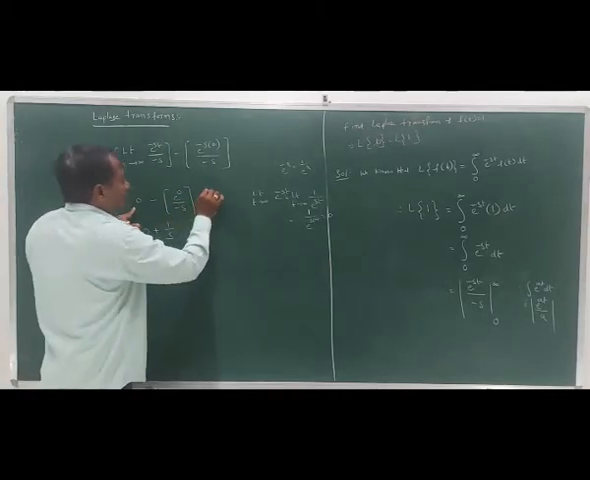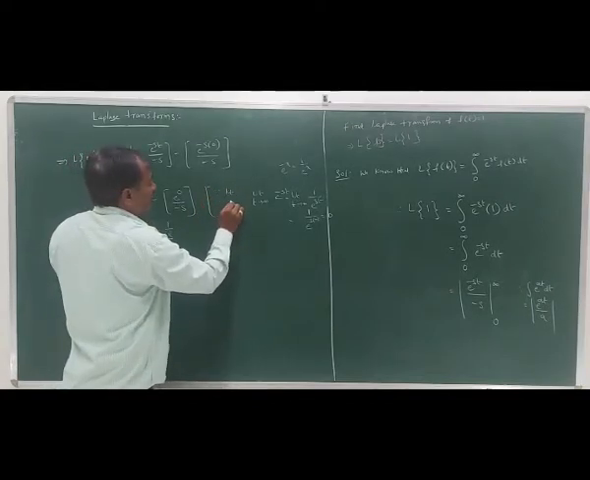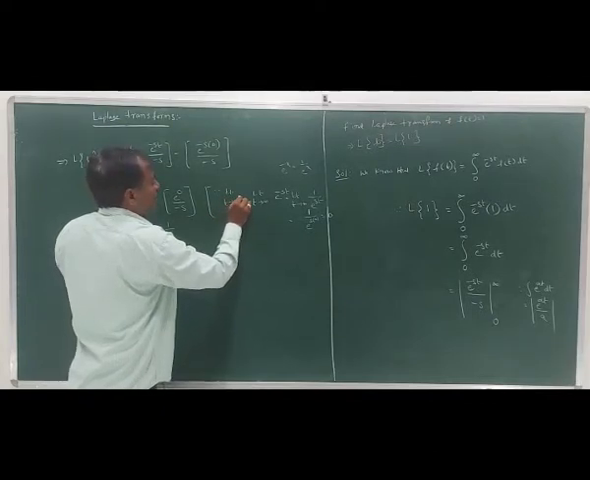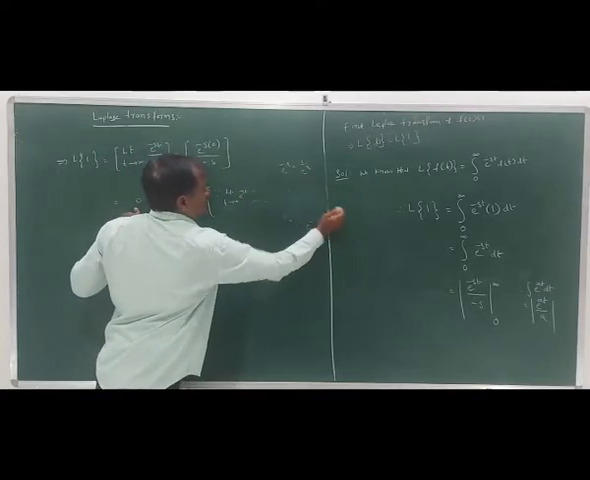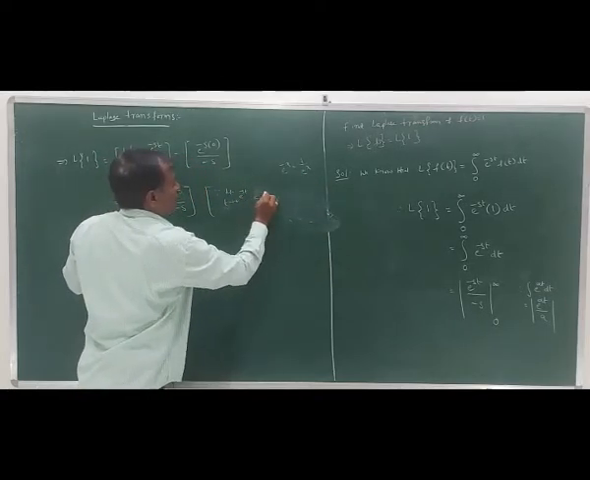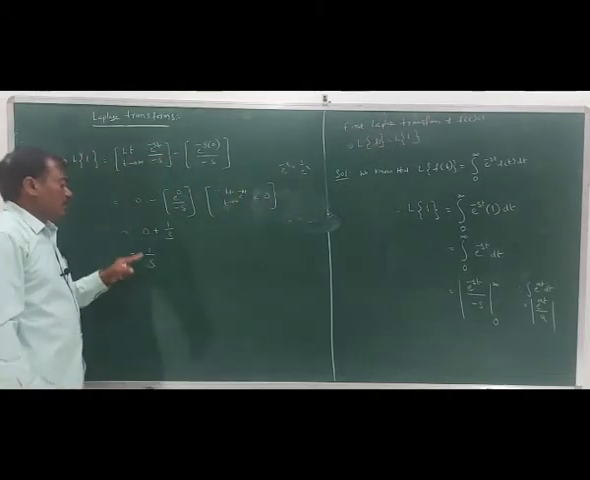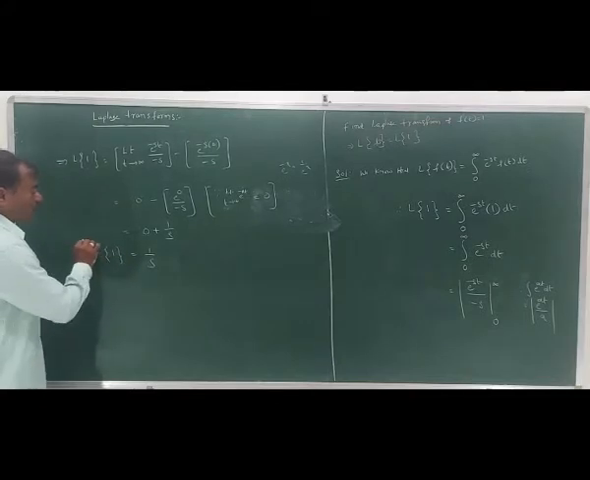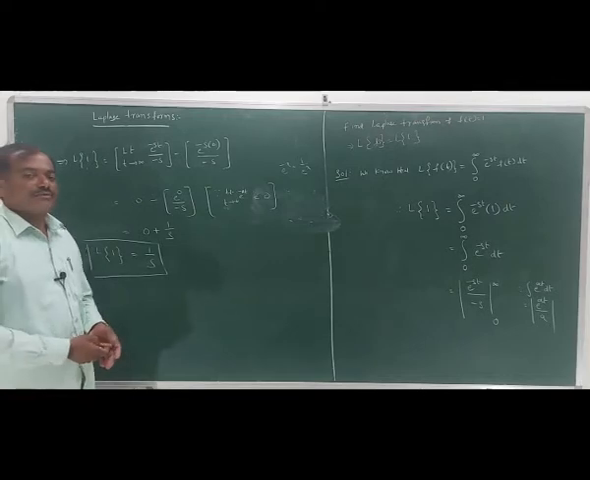Here we write: since the limit as t tends to infinity of e to the power of minus st equals 0, or minus infinity equals 0. This is the standard definition. So therefore the Laplace transform of 1 equals 1 by s. This is the process of finding the Laplace transform of 1.